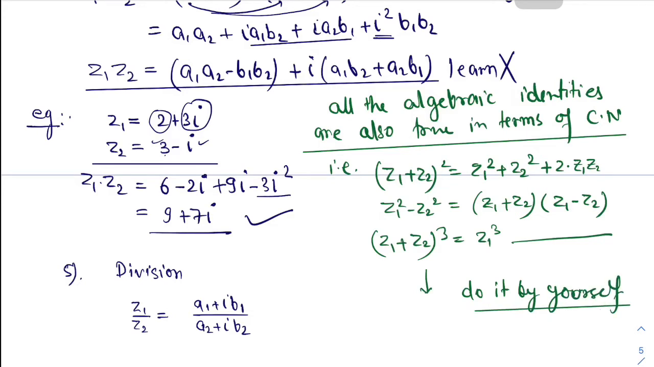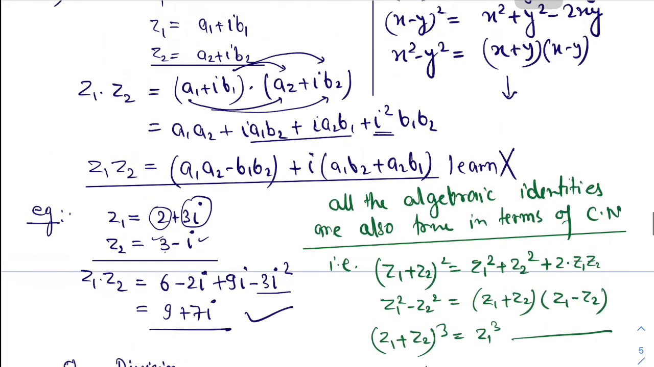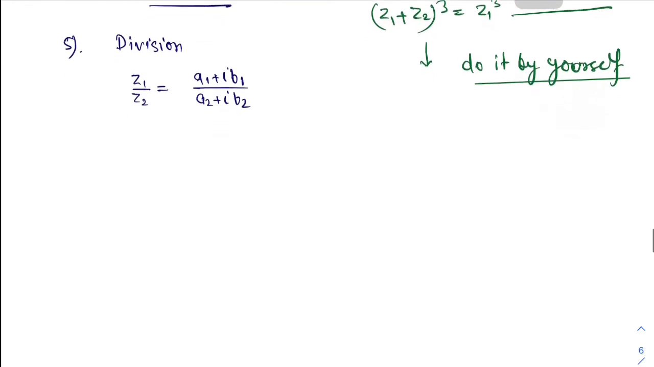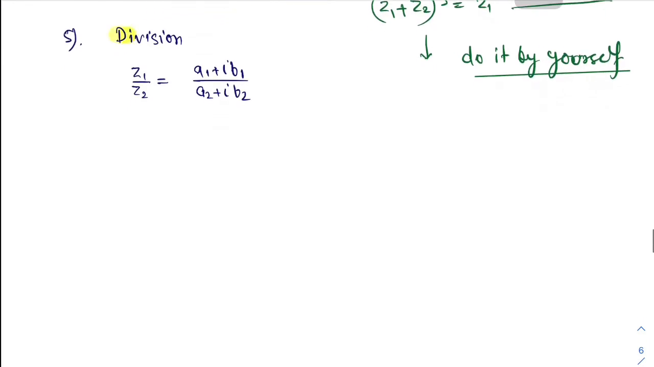Okay, fine. So this is all about multiplication. Let us move on to division. How do we divide one complex number by another non-zero complex number? Again, I am mentioning non-zero because you know division by 0 is not defined till date.